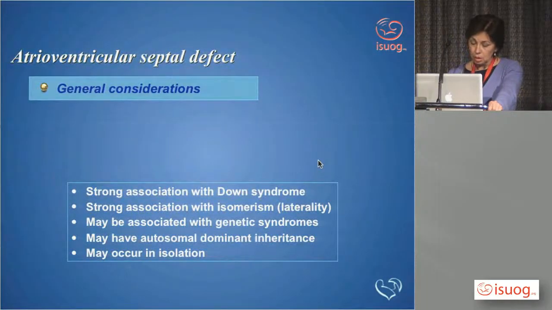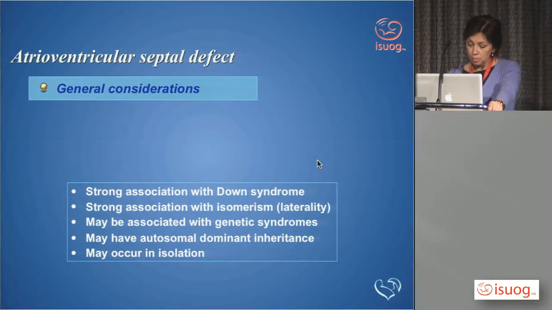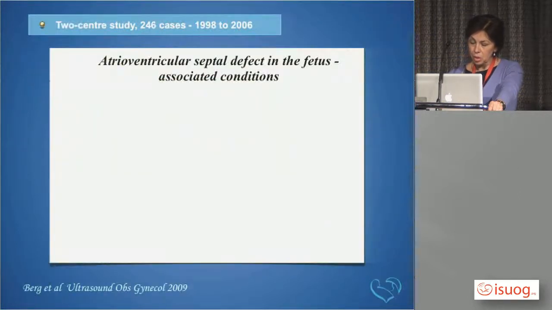There's strong association with a lot of things, contrary to the transposition as we heard earlier on today. So Down syndrome, top of the list, laterality problems, isomerism, right and left, AV septal defects are very common, associated genetic syndromes. It can be, in some families, autosomal dominant, but it can also occur in isolation, like lots of the cardiac abnormalities. So a lot of fetal medicine assessment here when you look at an atrioventricular septal defect.